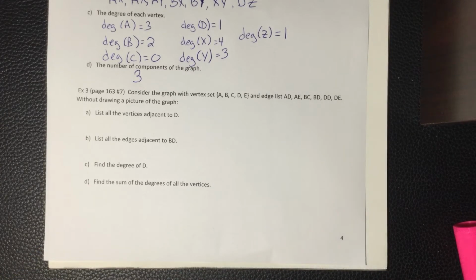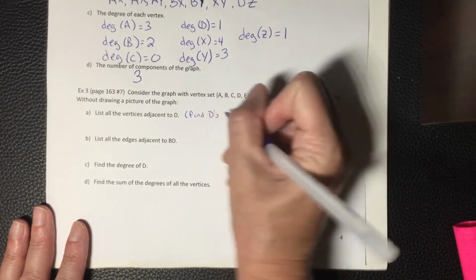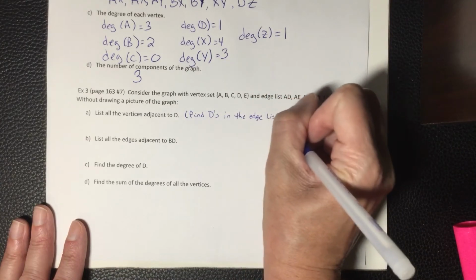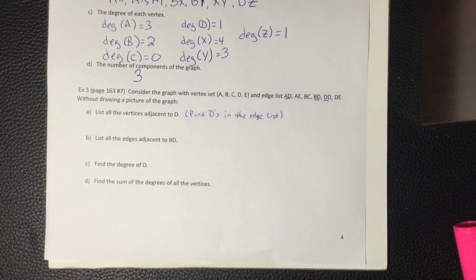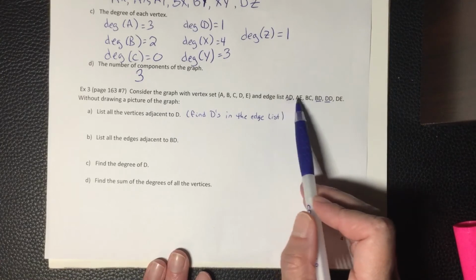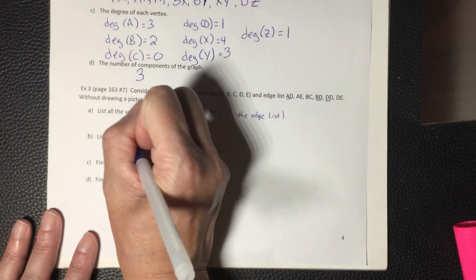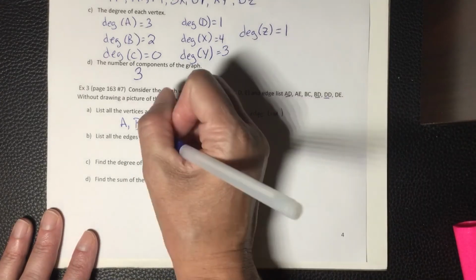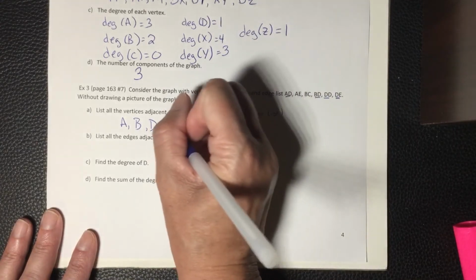So the first thing we're asked to do is find all vertices adjacent to D. So what I do here is I find D's in the edge list. So anywhere we see a D, there's one here, here, and here, then whatever letter is attached to that, there has to be an edge between them, and that makes it an adjacent vertex. So we'll list A, we'll list B. Now notice D, D, that's a loop, so we're going to list D, and then I missed one. We also see a D here, so E is adjacent.